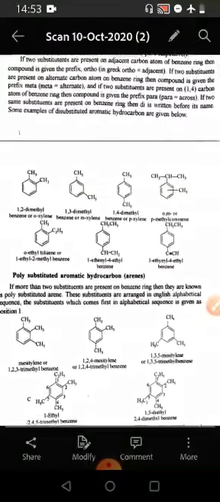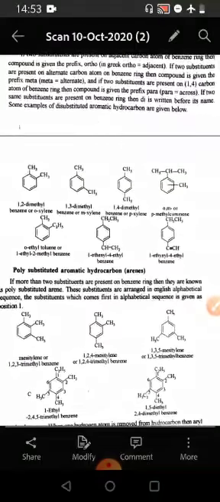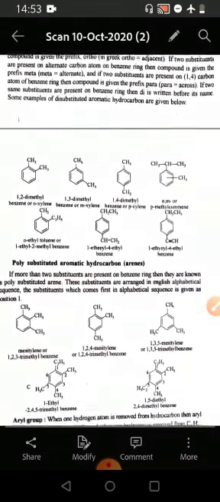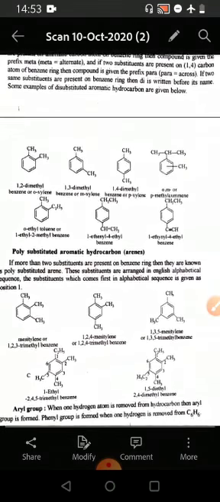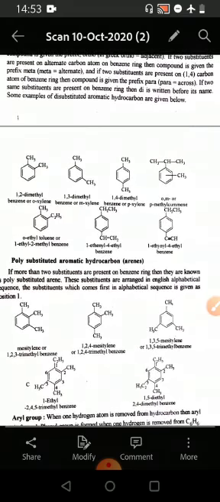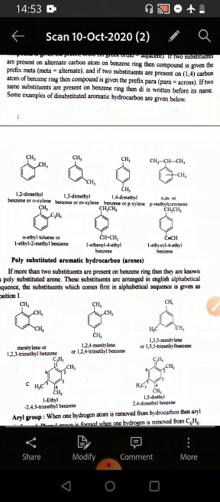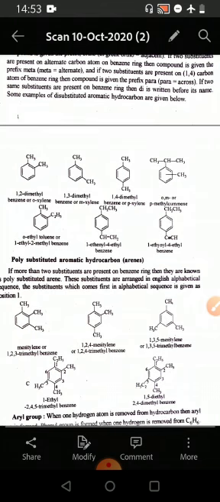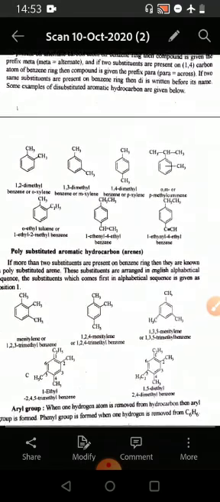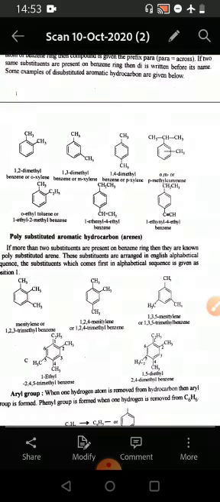If two substituents are present on alternate carbon atoms of the benzene ring, then the compound is given the prefix meta. Meta means alternate. And if two substituents are present on the 1,4 carbon atoms of the benzene ring, then the compound is given the prefix para. Para means across. If two same substituents are present on the benzene ring, then di is written before the name. Some examples of disubstituted aromatic hydrocarbons are given below.